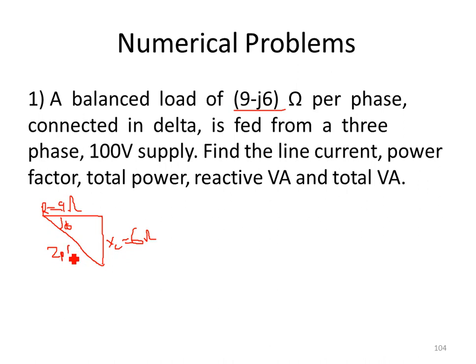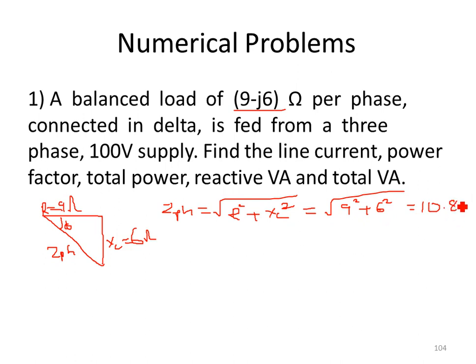Now, what is Z phase? Z phase is given by root of R square plus XC square. That is root of 9 square plus 6 square, which is 10.81 ohm. So that is Z phase.